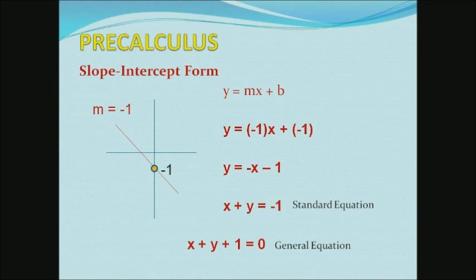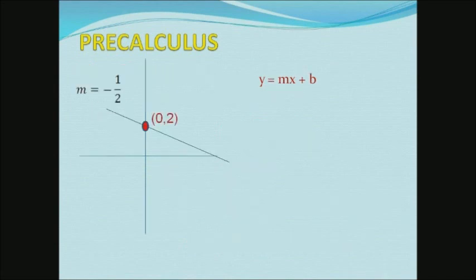So for general equation naman, that is term with x variable plus the second term with y variable plus the constant equals 0. So always remember, in standard equation, constant ang nasa right side. Pag general equation, yung constant nasa left side at ang matitira sa right side ay 0. Okay? Another example would be this.